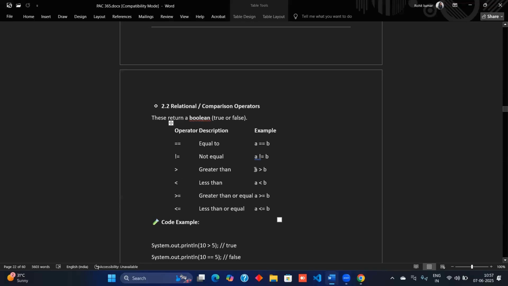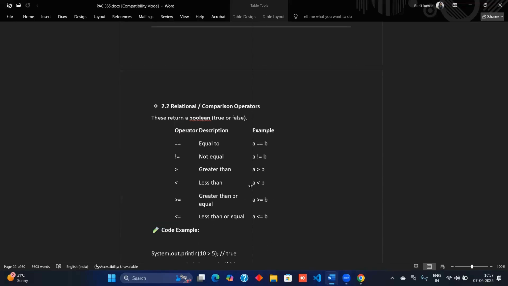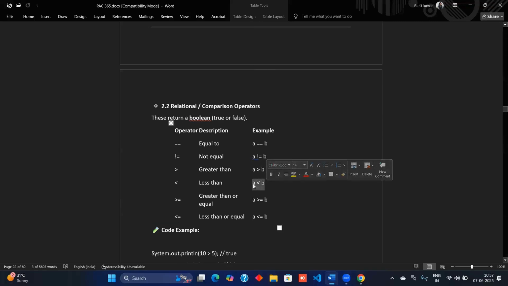Suppose there is a comparison between a and b, and the value of a is greater than b or less than b. If it is greater than b, it will give the value true, or if less than b, it will give the value false. Similarly, less than: the variables are the same as before, and it will tell whether a is less than b or not. If a is less than b, it will show true, or else false.